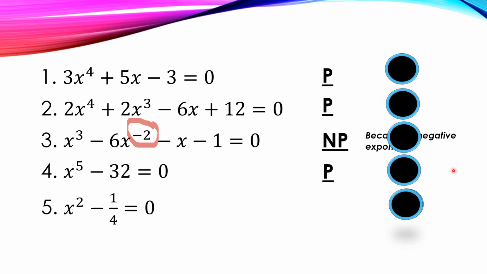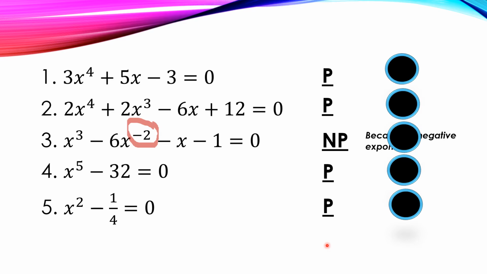And last, our fifth item, x squared minus 1/4 equals 0. Is it a polynomial equation or not? Your timer starts now. Okay, time's up. The correct answer is polynomial equation.